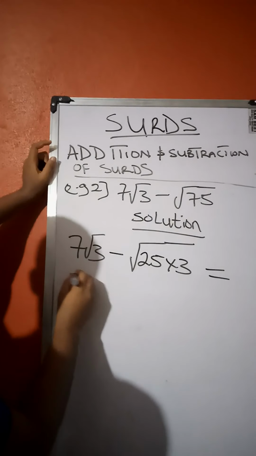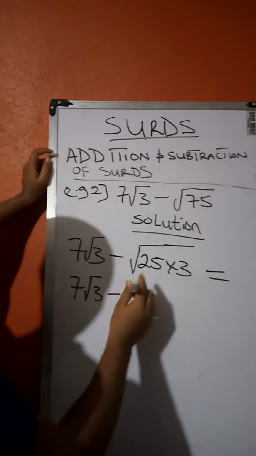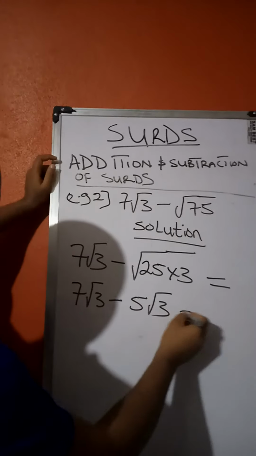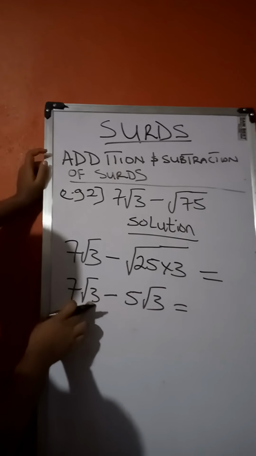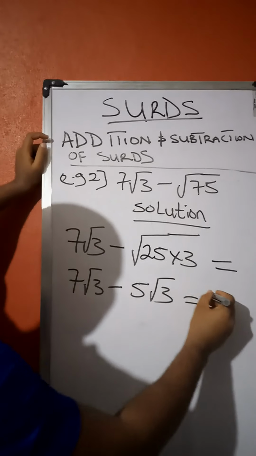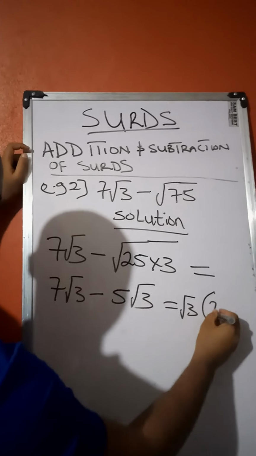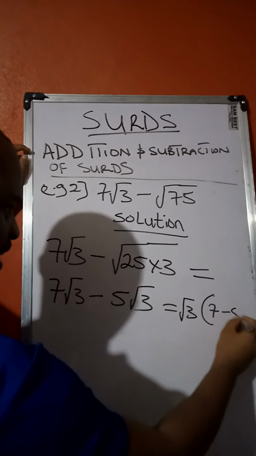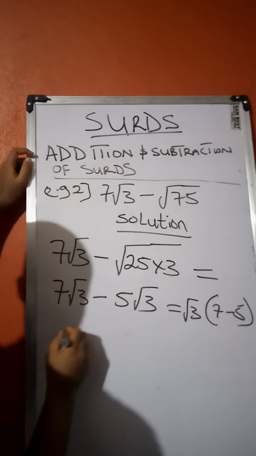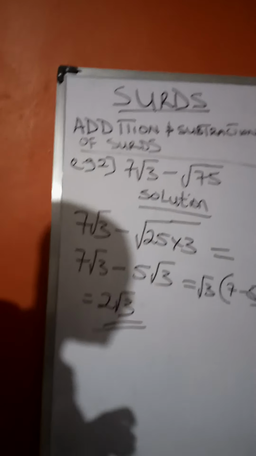So I'll be having here 7 root 3 minus the square root of 25 is what? 5 root 3. Are they now similar? Yes, they are similar because I have root 3 here, I have root 3 here. So I can factorize root 3 out. If I factorize root 3 out, I'll be left with what? 7 here minus what? 5 here. So I'll be having 7 minus 5 is what? 2. So my answer will be 2 root 3. I hope this is clear enough.